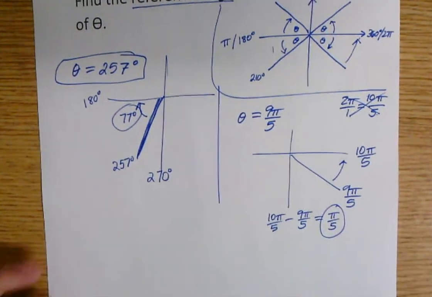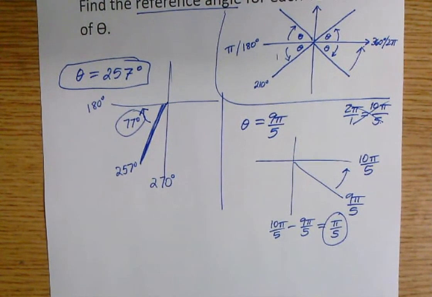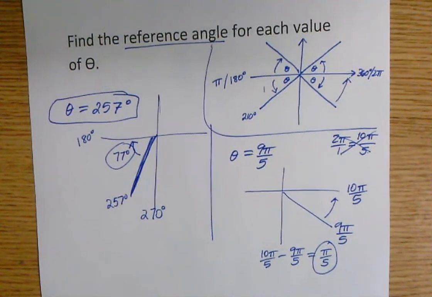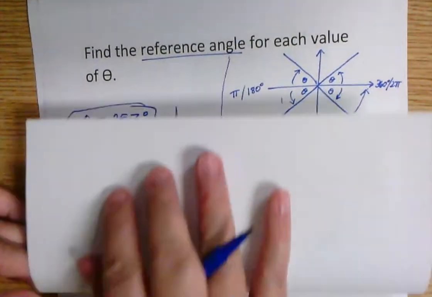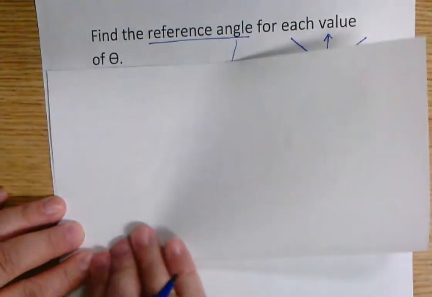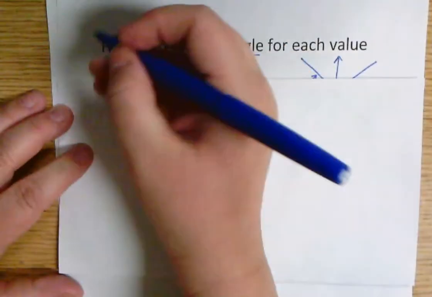That's my reference angle. Reference angles are always positive because it's saying how many degrees or radians you are away from the x-axis. It's like distance. How far are you from this? It's kind of like absolute value. How far are you from 0? How far are you from the x-axis? All right, let's look at a couple of not as straightforward ones.